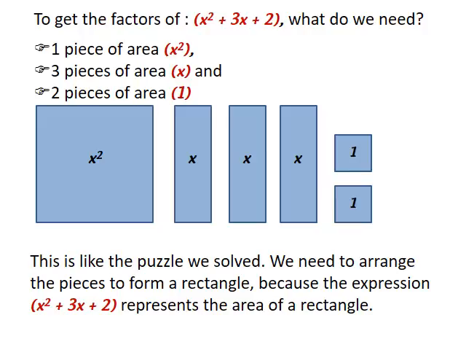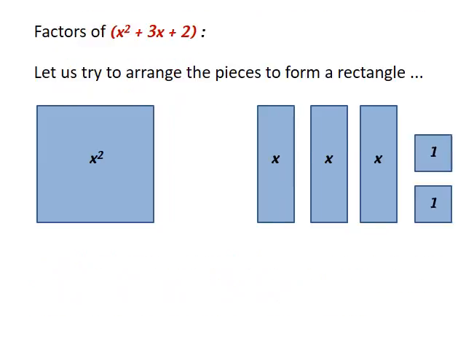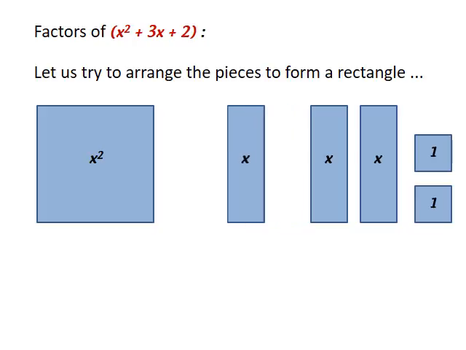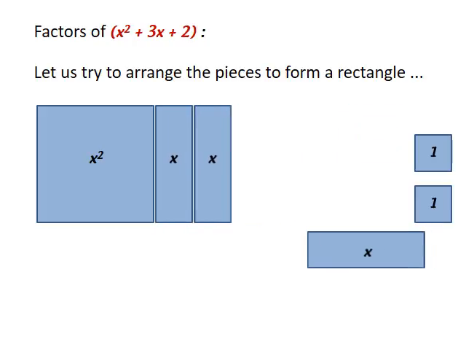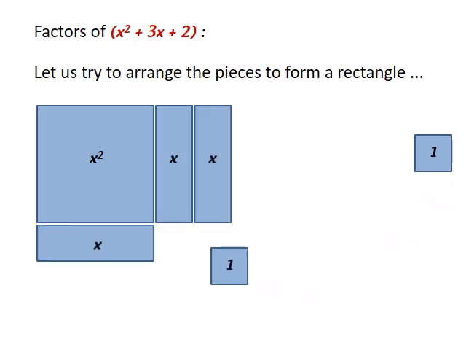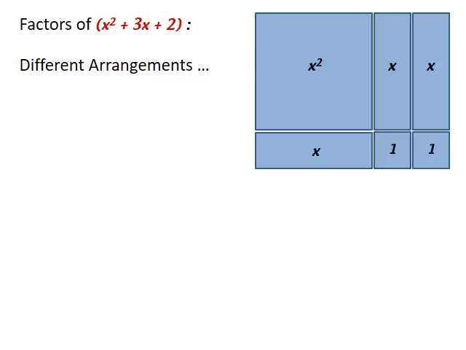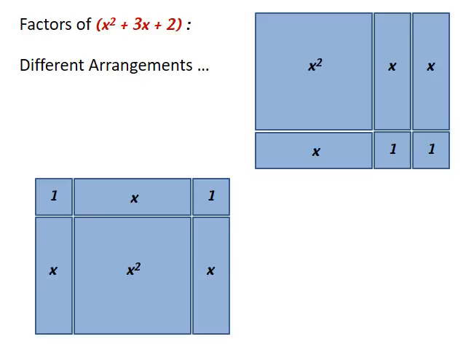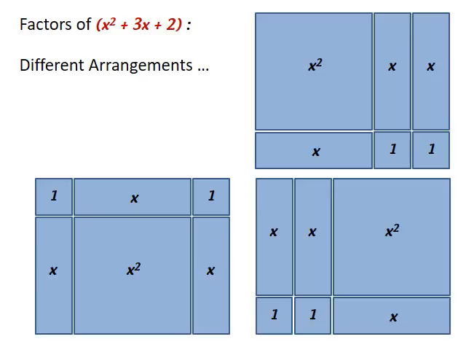So this is similar to the puzzle that we solved. We just need to arrange these pieces to form a big rectangle and then try to find out if this gives us back those factors. So let us try to arrange the pieces to form the rectangle. There you are. That is the rectangle which we wanted. But then you might say that you might have a different arrangement. So this is our arrangement which we did. You could have an arrangement like this or like this. So it's still the same big rectangle.